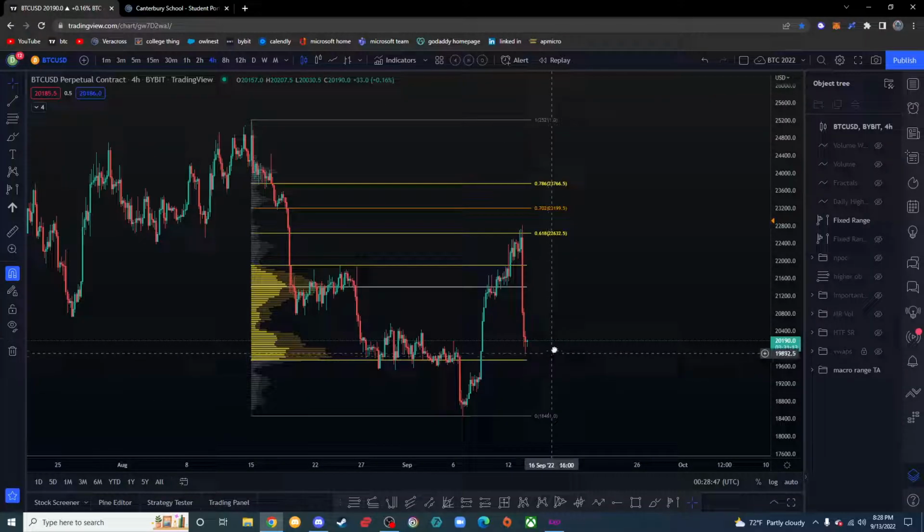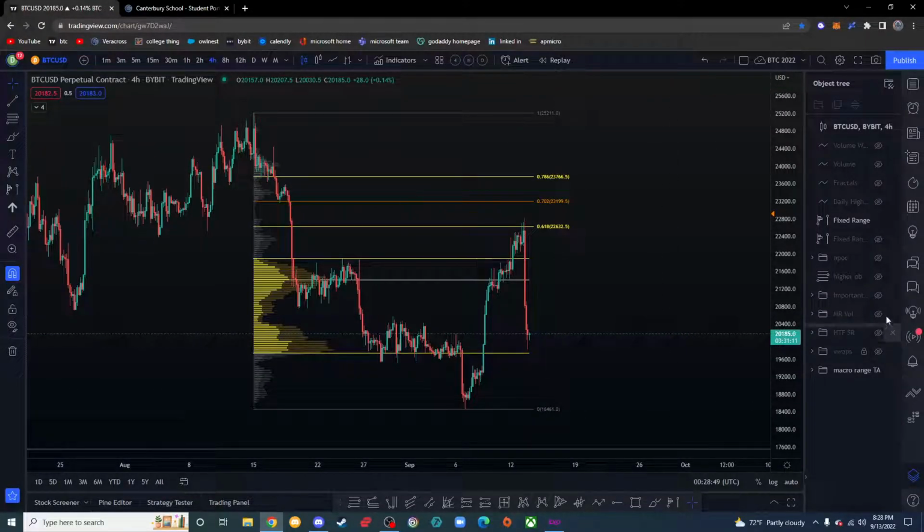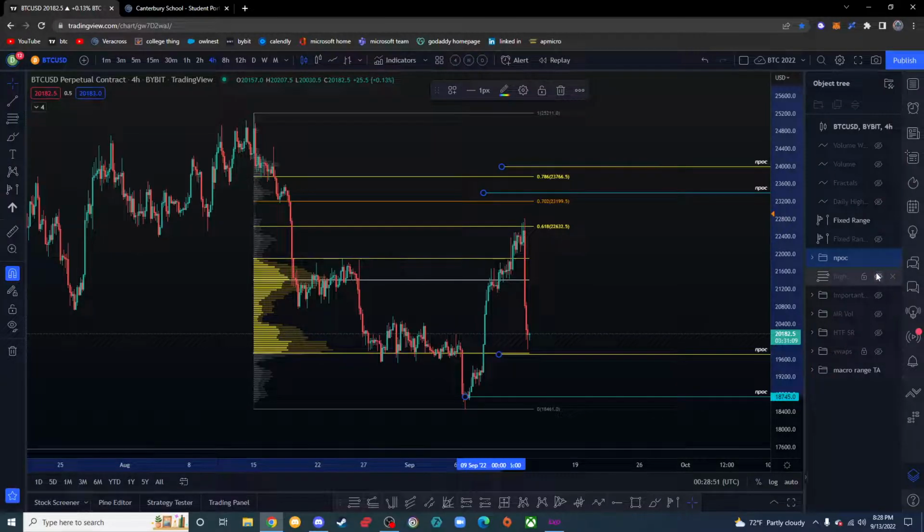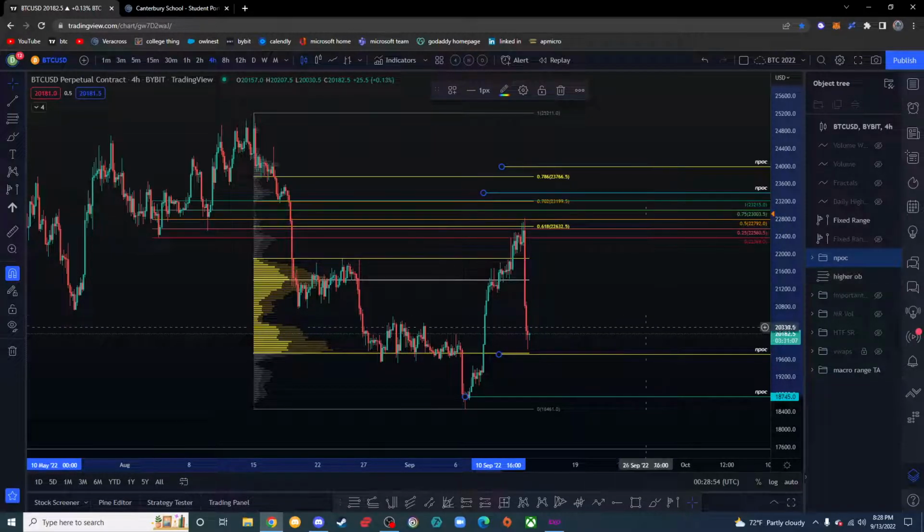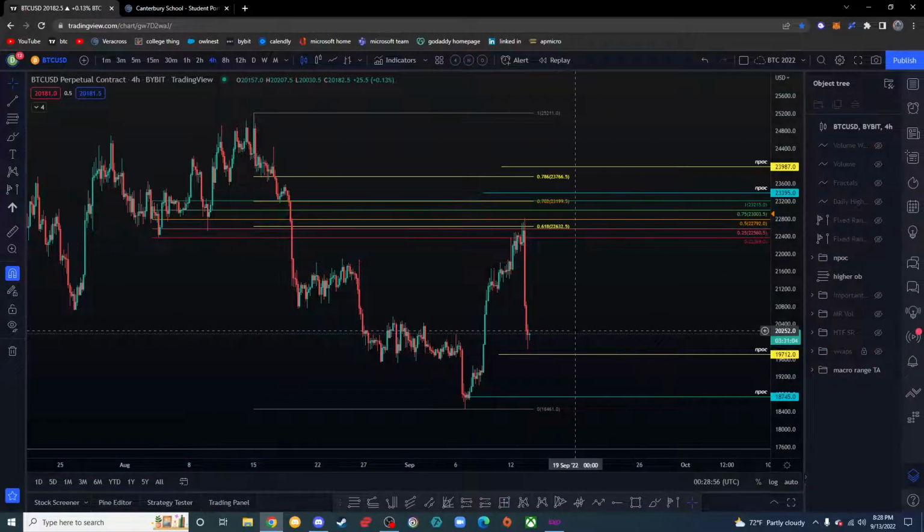Just below us, we noticed there was actually still a weekly NPOC. This is something we were looking for pretty heavily. We've mentioned this order block before.